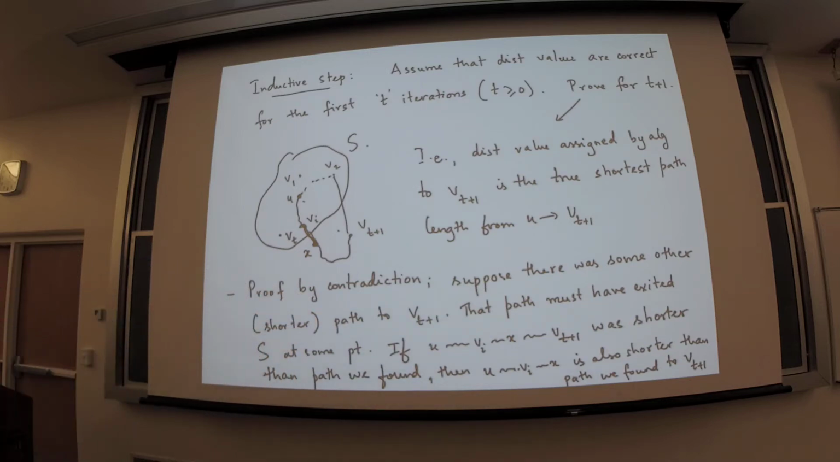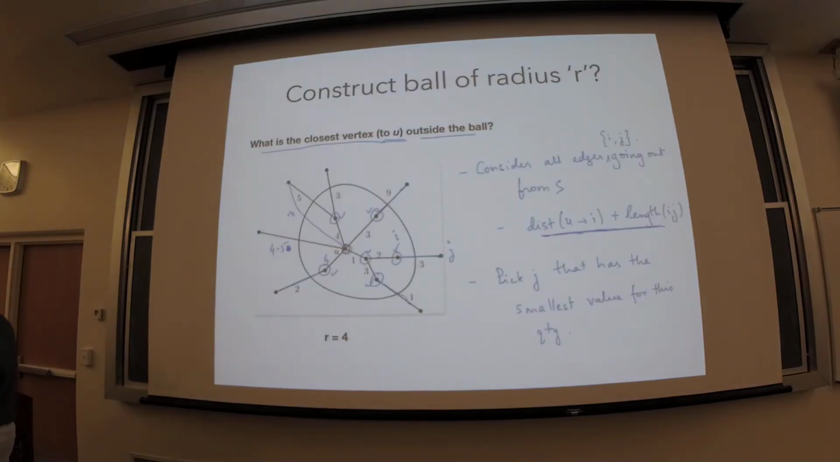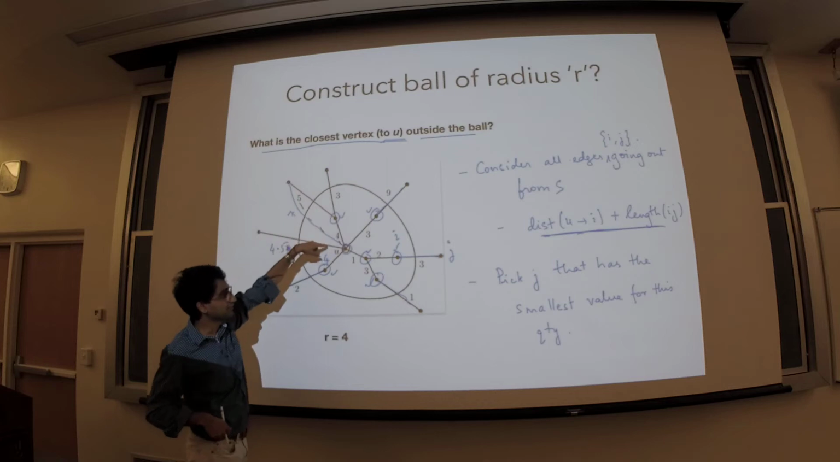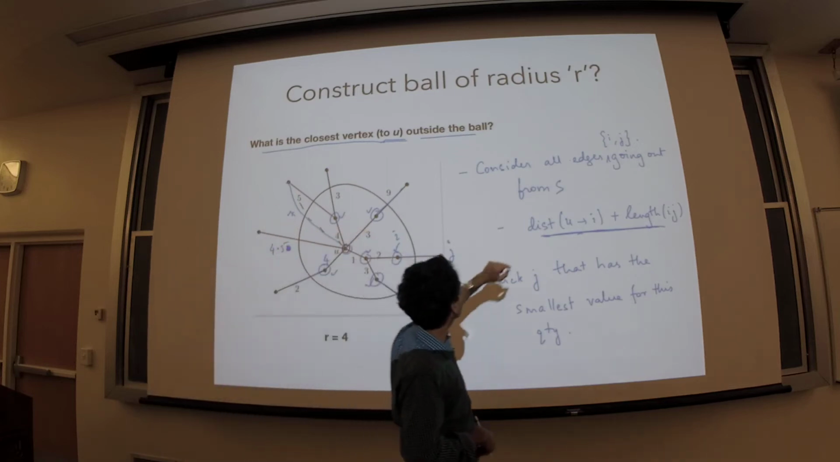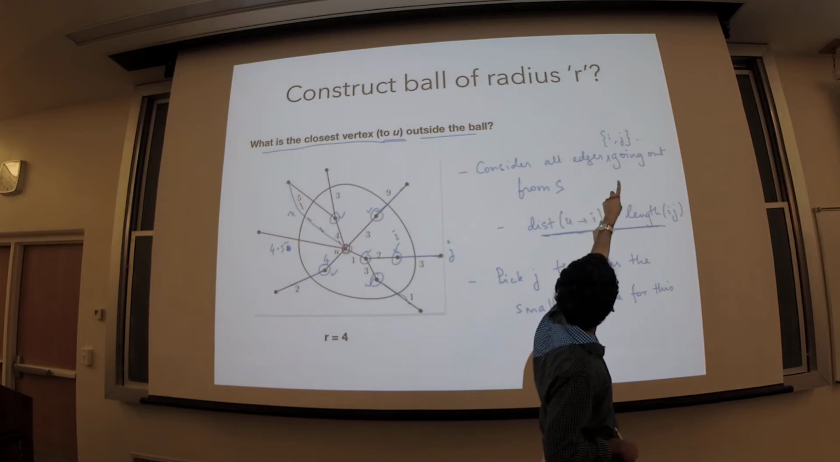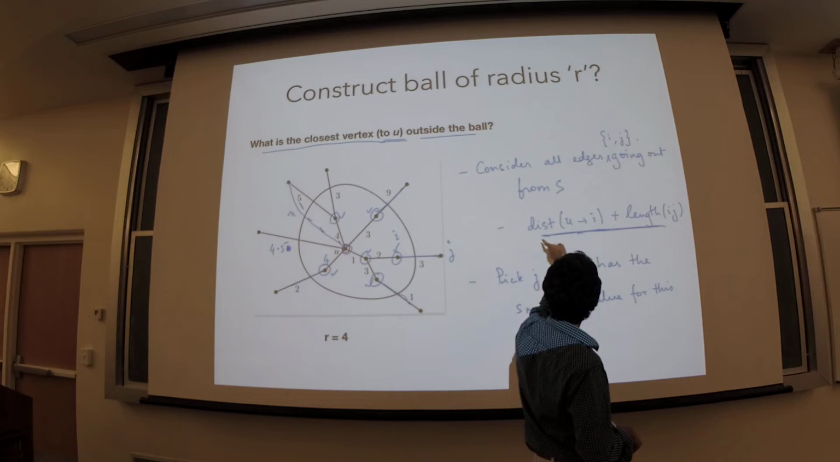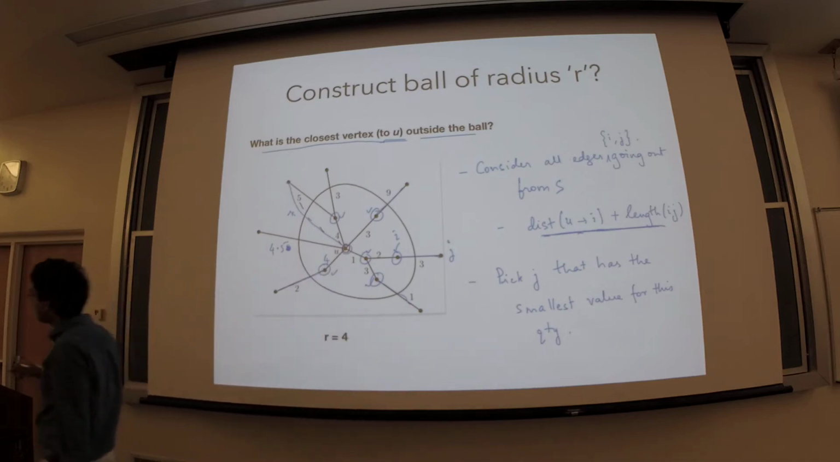Remember, when I drew this picture, I intentionally drew a second edge to this. So if a vertex has two paths, you consider both of them in this procedure, because you look at all the edges ij going out from S, and then you look at the distance of U to i plus the length of ij.